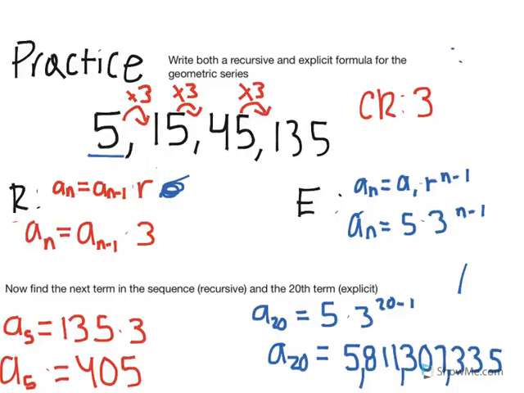Now, to find the next term of the sequence, which is the fifth term, I plugged it into my recursive formula. So a of n minus 1, which is the term in front of the term I'm trying to find, times the common ratio of 3, and I got 405.